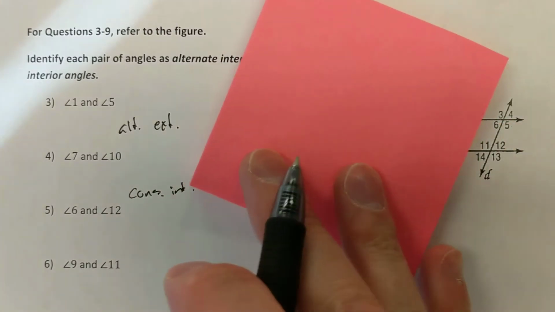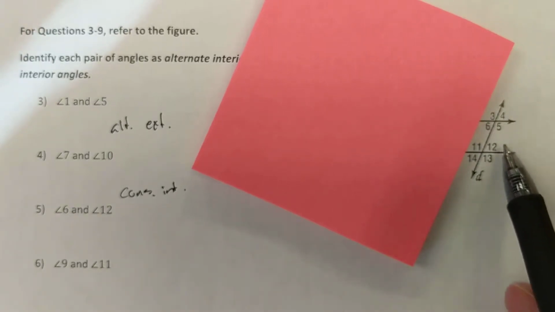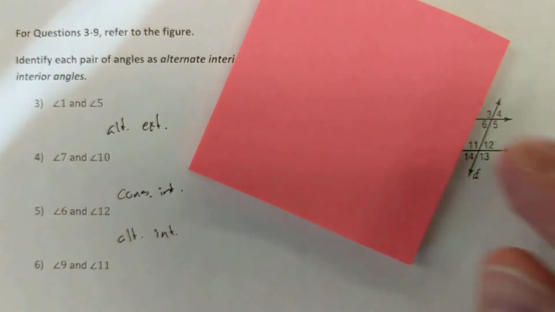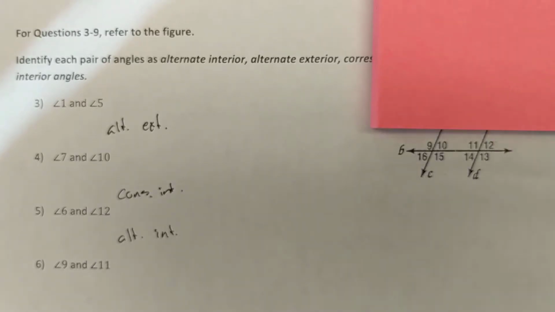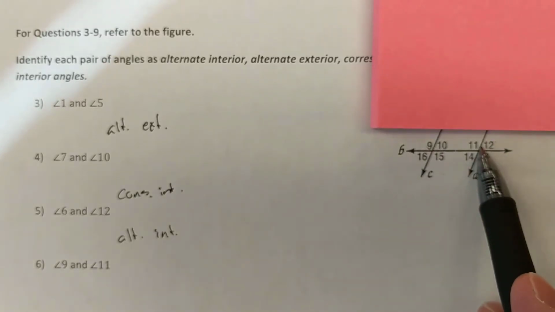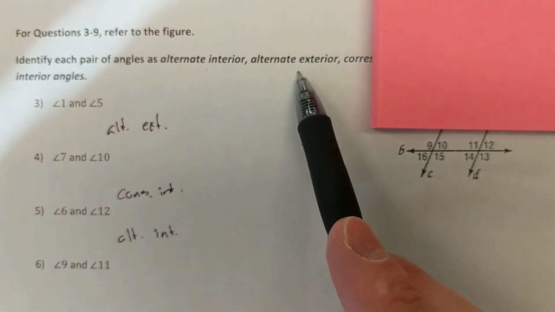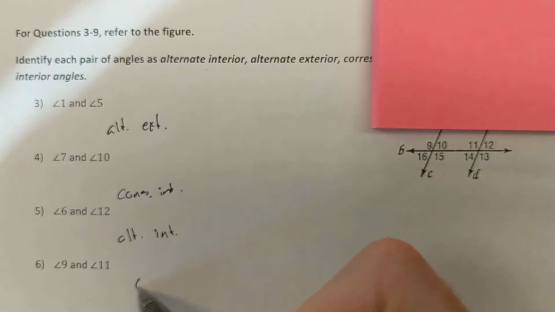6 and 12. That's over here. There's 6, there's 12. They are alternate because they're on opposite sides, and they are interior angles because they're in between the 2 lines. And then, 9 and 11. There's 9 and 11. They are not alternate because they're both on the same side, so that eliminates alternate interior and alternate exterior. They are actually corresponding angles because 9 is upper left, as is 11.